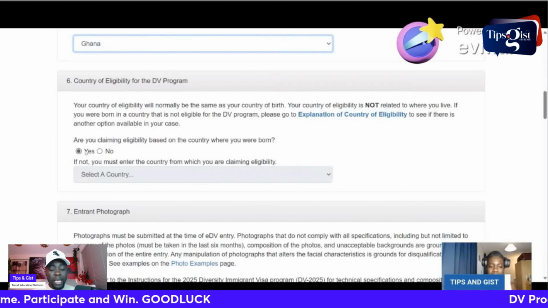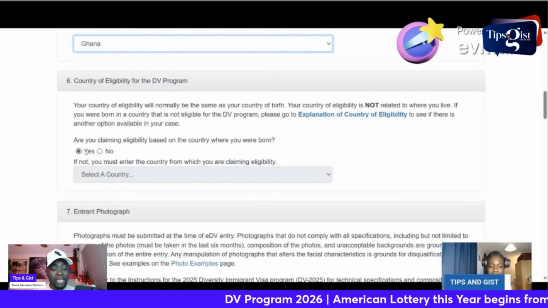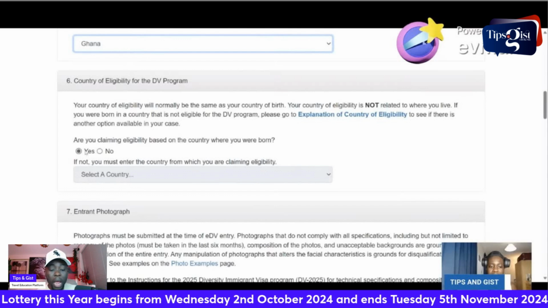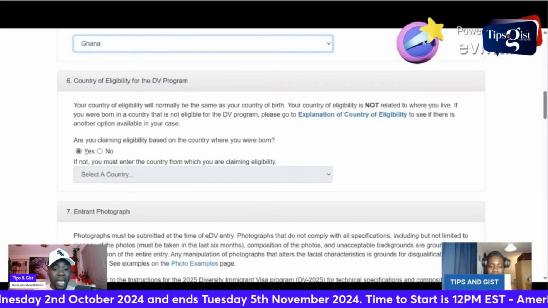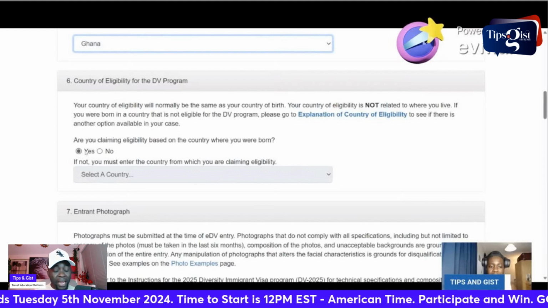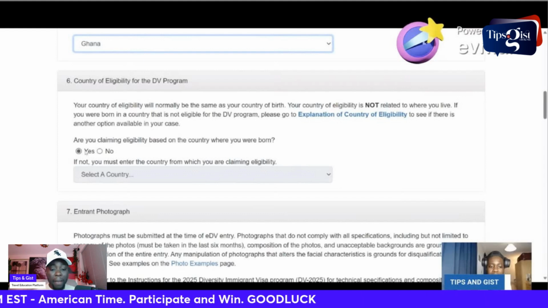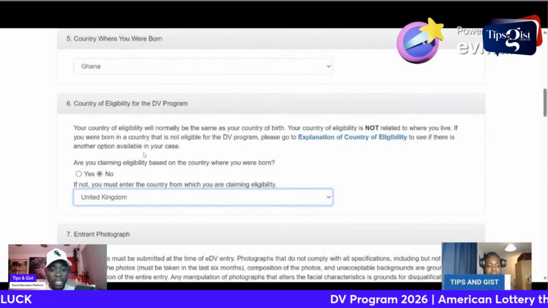So in that case, they are going to ask you, are you claiming eligibility based on the country where you were born? So in that case, a Nigerian will select no. Immediately you click no, they are going to ask you which country are you then claiming eligibility. Then you select the country that you hold their passport. But if you were born in Ghana, Ghana is eligible. So you just indicate, I'm claiming eligibility based on where I was born. And so you click yes, and you do not select any country again over there.